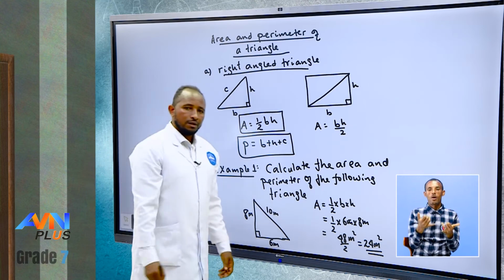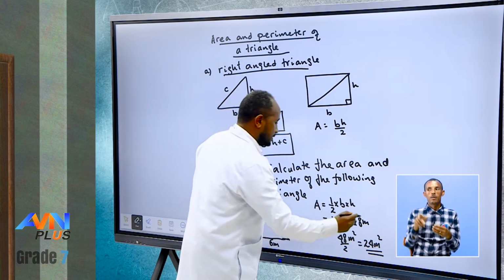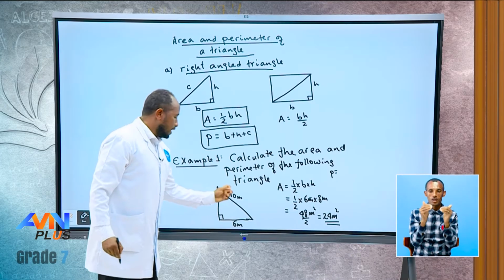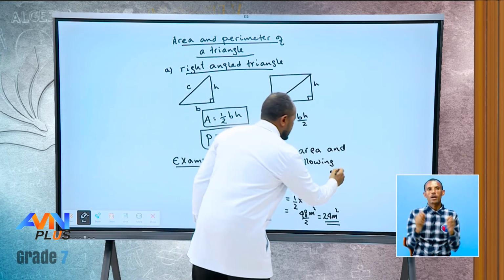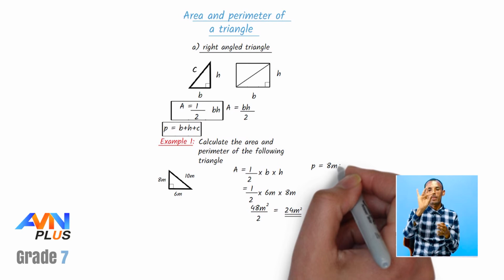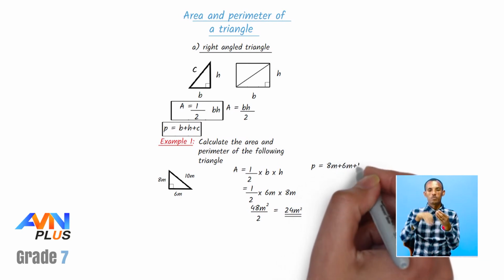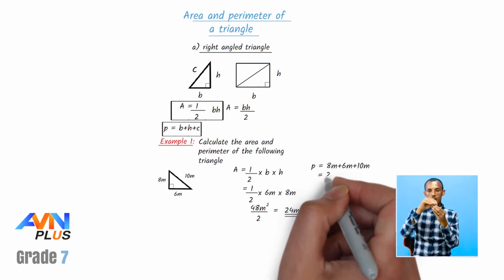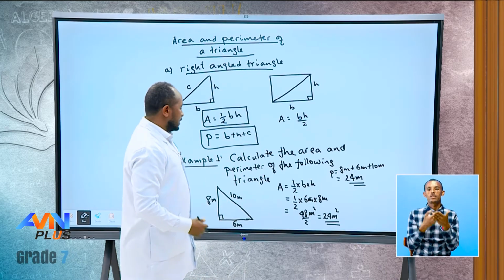Now, let's see its perimeter. The perimeter will be equal to, simply you add each side of this triangle. Therefore, this will be 8 meter plus 6 meter plus 10 meter. It gives us 8 plus 6 is 14, plus 10 it is 24 meter. That's it. So this is the answer.